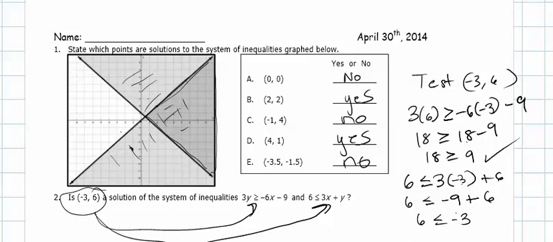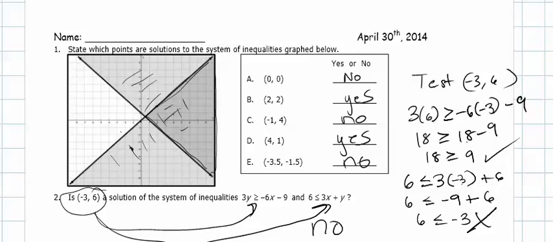Okay, so let's make sure we did our math correctly. We put in -3 for x, and then 6 for y. So that's -9, that's right. And then -9 plus 6 is -3, and 6 is not less than -3, so no. So the answer to this question, is (-3, 6) a solution to the system of inequalities, would be no.